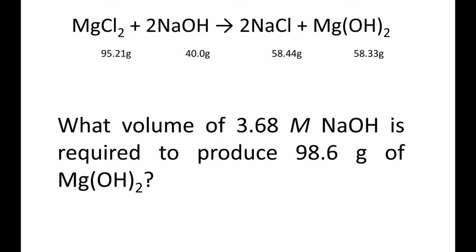Ooh, another solution stoic. What volume of 3.68 molar NaOH is required to produce 98.6 grams of MgOH2, so of magnesium hydroxide? Okay, this one you're given a grams. As I said, we ignore the molarity for now. We can't use that to determine because it's in both types. So we're given a mass and it's asking for volume. So this is a mass to volume.